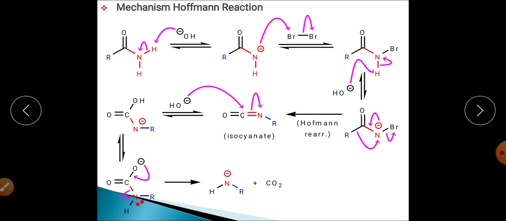Aldehydes and ketones can be converted into amines in two different ways. One was the reductive amination reaction, and the second was the reaction with hydroxylamine, which converts them into oxime, and the oxime on further reduction will get converted into the desired product.